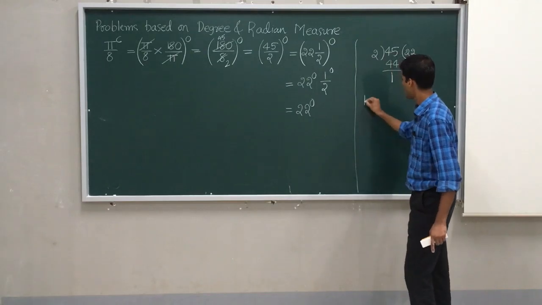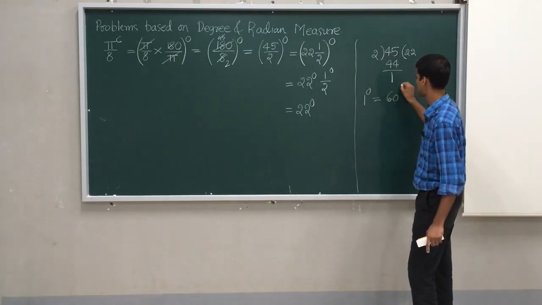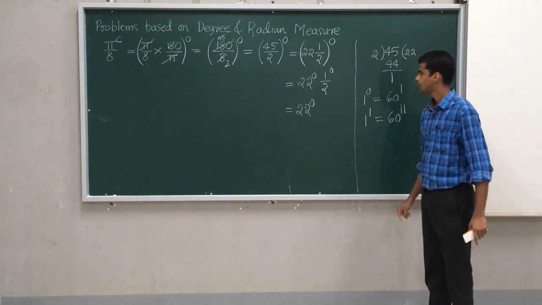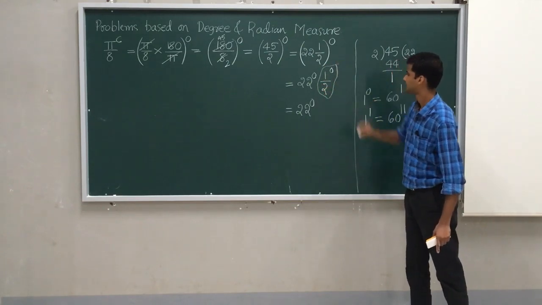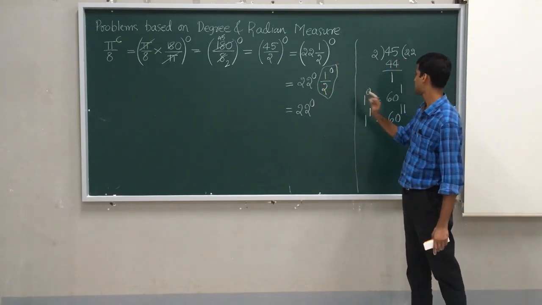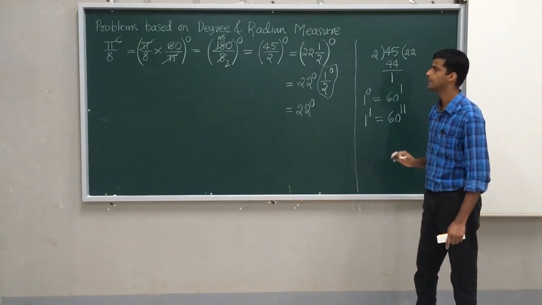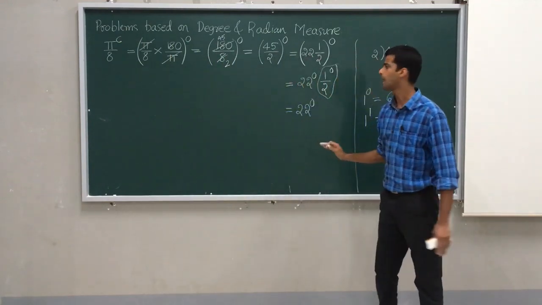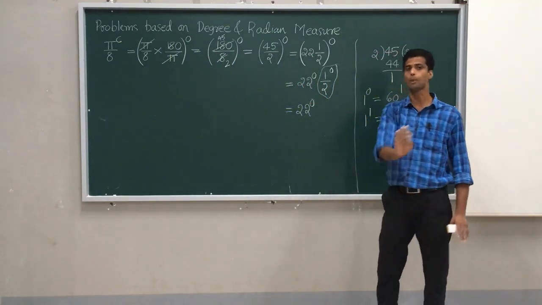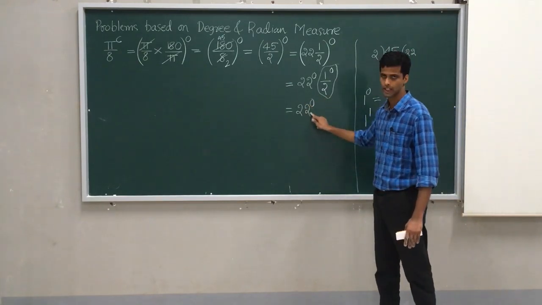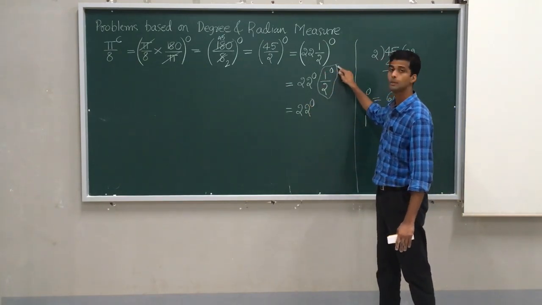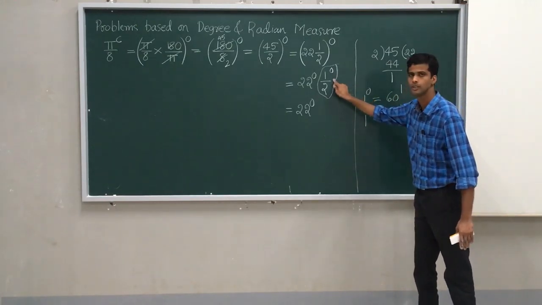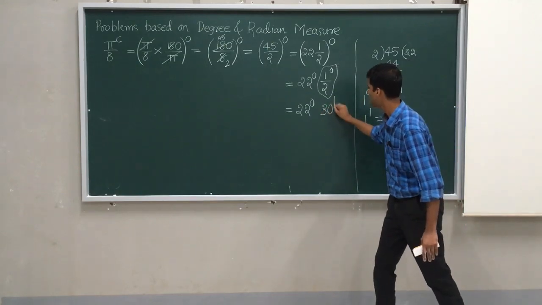I told you 1 degree is 60 minutes, and 1 minute is 60 seconds. You have here half a degree. Whenever they expect you to convert radian into degree, try to keep the answer in degree, minute, second if possible. Here you have degree notation. Let me convert this into minutes. 1 degree means 60 minutes. So half a degree equals 30 minutes.